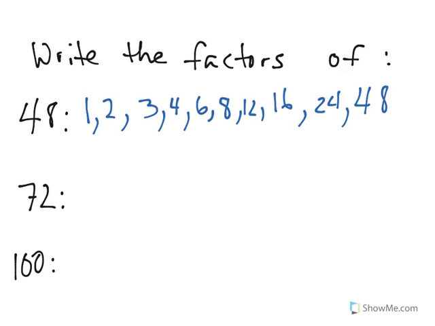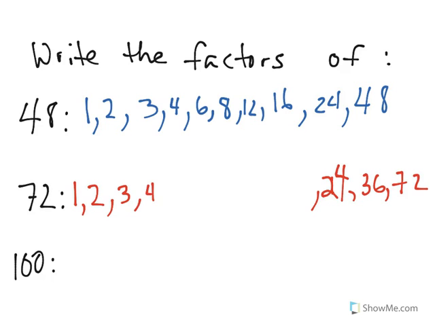The factors of 72, we'll work the same way. There's a bunch of these. 1 goes into 72 72 times. 2 goes into 72 36 times. 3 goes into 72 24 times. 4 goes into 72 18 times. 6 goes into 72 12 times. 8 goes into 72 9 times.